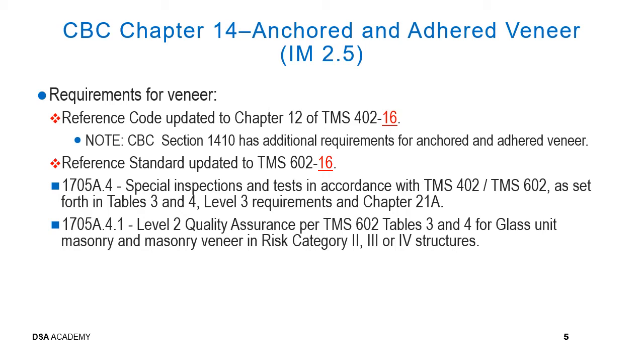CBC Chapter 21A. CBC Section 1705A.4.1 Special inspections and tests for glass masonry and masonry veneer where they are part of a structure classified as risk category 2, 3, or 4 shall be performed in accordance with TMS 601, Table 3 and 4, Label 2, Quality Assurance.